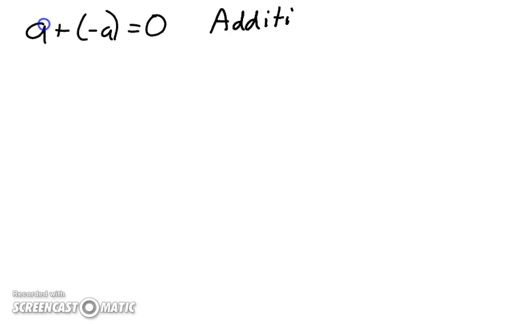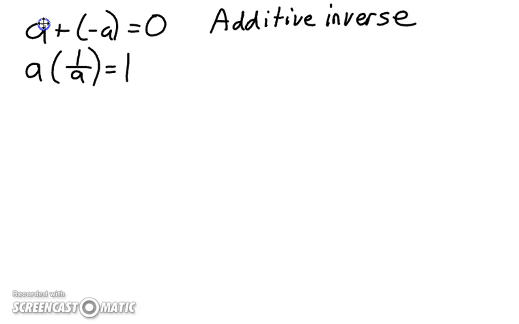So, if you have that a number plus its negative equals 0, that is called the additive inverse. If you have that a number times 1 divided by that number equals 1, that is the multiplicative inverse.